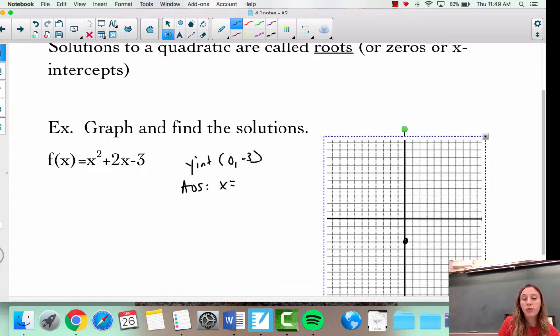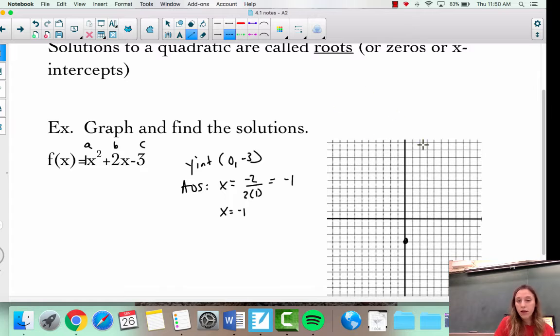That would be x is equal to the opposite of b, so we've got a is 1, b is 2, c is -3. So -2 over 2 times +1, which is going to get us a -1. So we can go ahead and graph that line in here at -1.